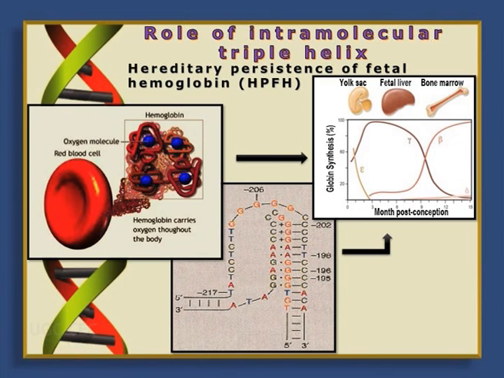The disease hereditary persistence of fetal hemoglobin, in which the fetal hemoglobin gene is always expressed, is caused because the intramolecular triple helix is not formed in the promoter region of the genes coding for the human globin genes. As a result, the fetal hemoglobin gene is always expressed and it leads to the disease.